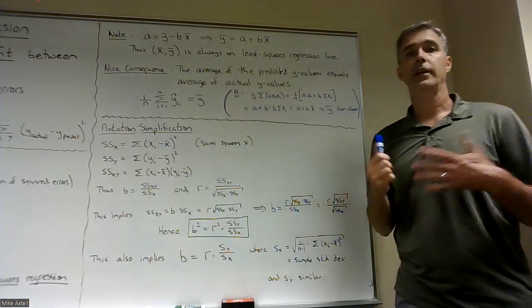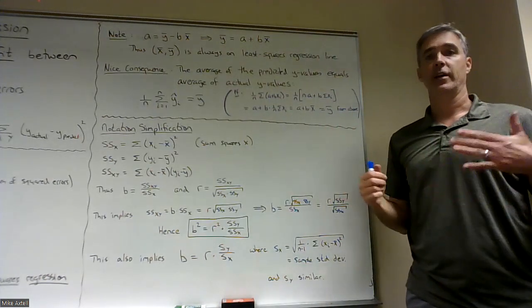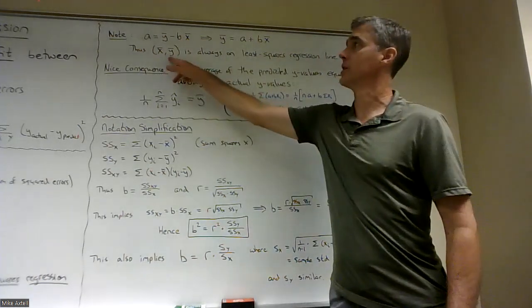So the least squares regression line of best fit always goes through the average of the x's and the average of the y's.